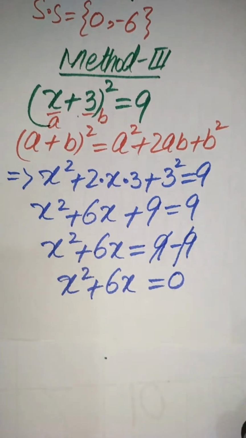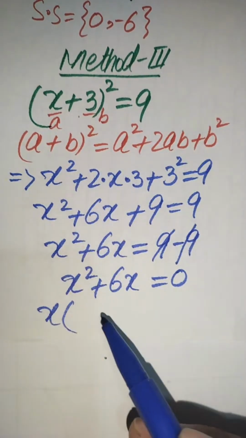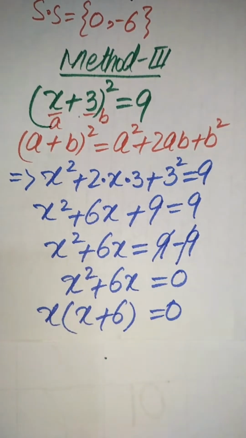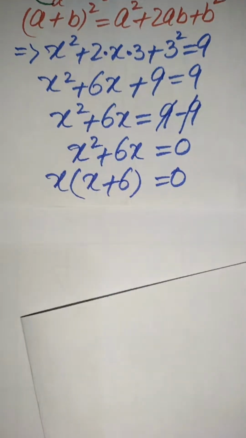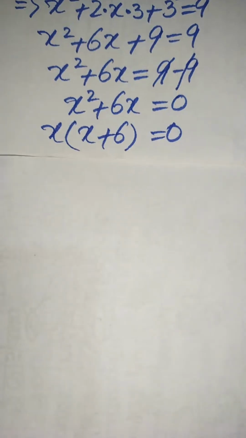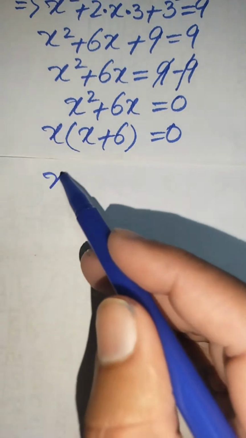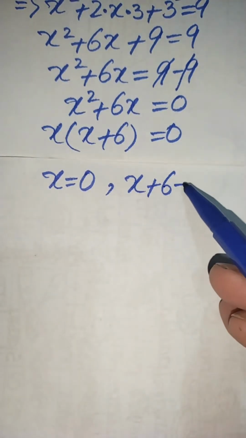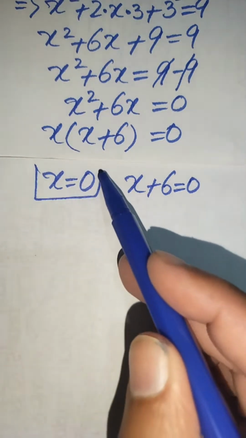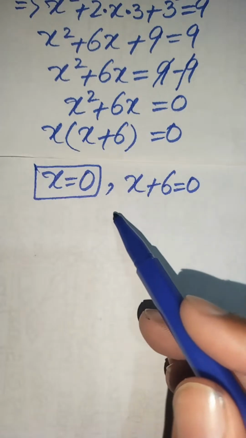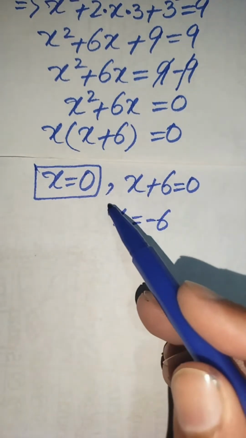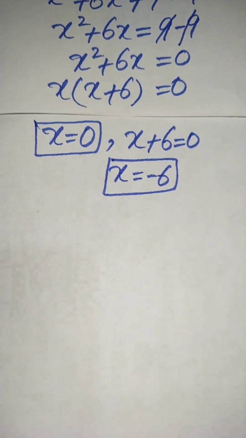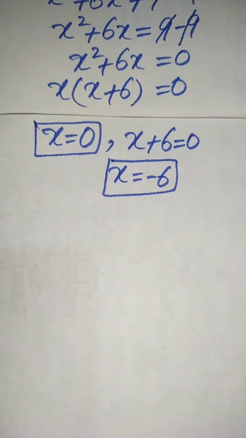So here we need to take x common, and when we take common x, the remaining values are x(x + 6) = 0. Here we divide this equation into two cases. The first case is x = 0, and the second case is x + 6 = 0. This is the first root of the given equation, and from the second case we move this +6 to the right hand side, and it becomes -6. This is the second root of the given equation.